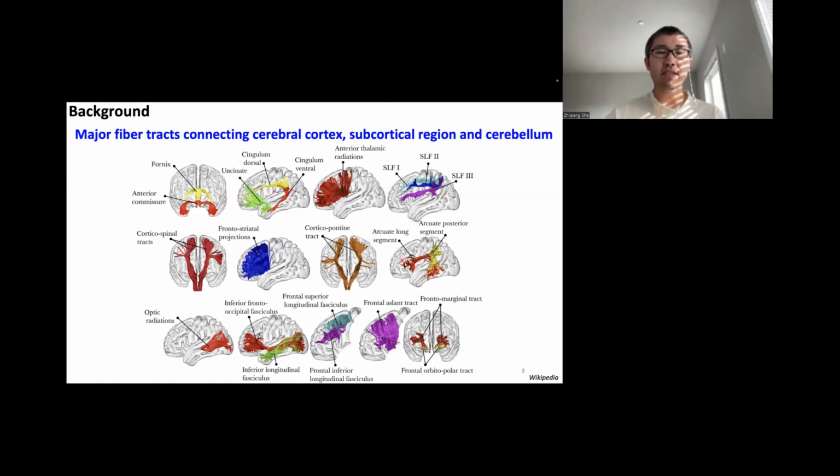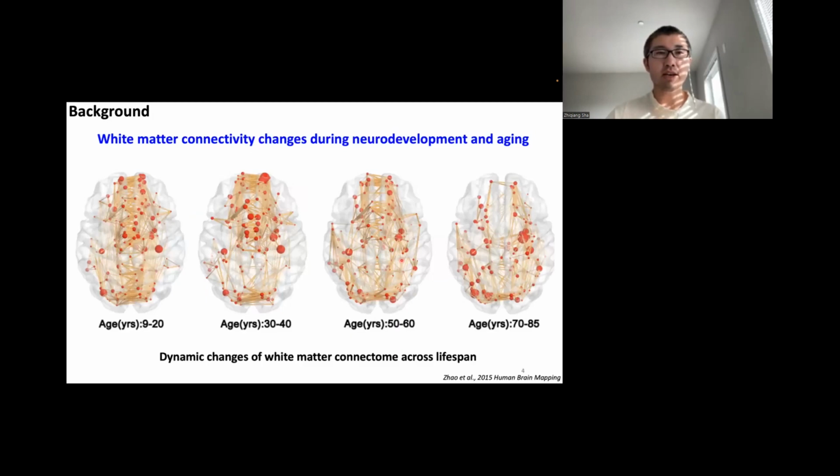White matter connectivity is also accompanied by dynamic changes during neurodevelopment and the aging period. This figure illustrates the alterations of the spatial distribution of hub regions, which reflect the importance of a given region within the white matter connectivity network. In this figure, each dot represents a given region, and each yellow edge represents a white matter connection between a pair of regions. We can see the hub regions primarily distributed in the anterior part of the human brain during adolescence, while moving towards the posterior part of the brain over time.